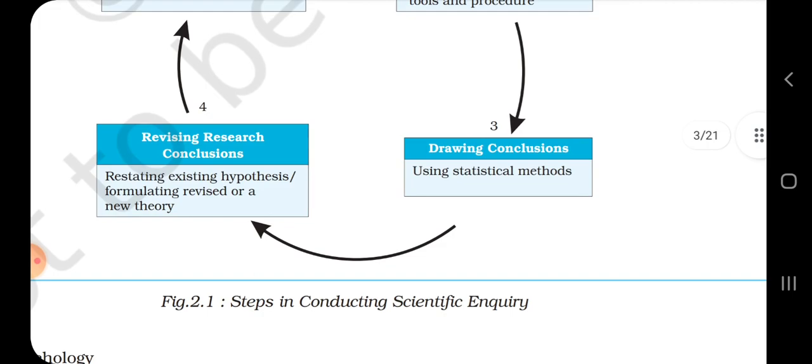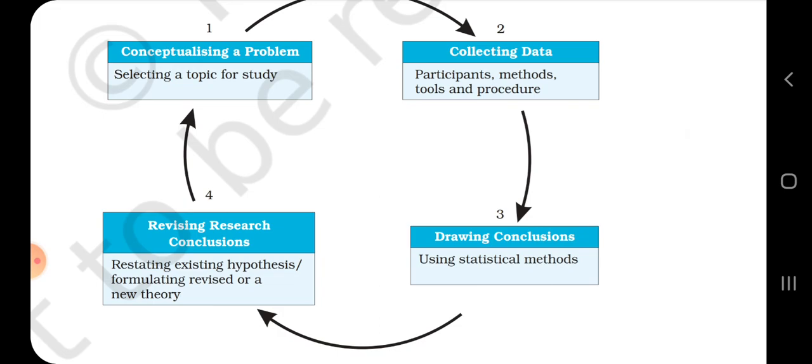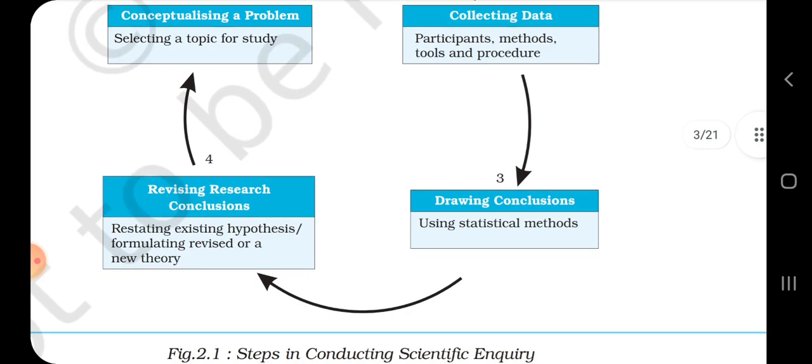Now step 3, drawing conclusions using statistical methods. In step 2, you have taken the participants, you have taken the specific method, you have chosen what tools to be used, and you have conducted the procedure, right? After conducting the procedure, you will get some results. Now from those results, you have to make some conclusions using the statistical methods.